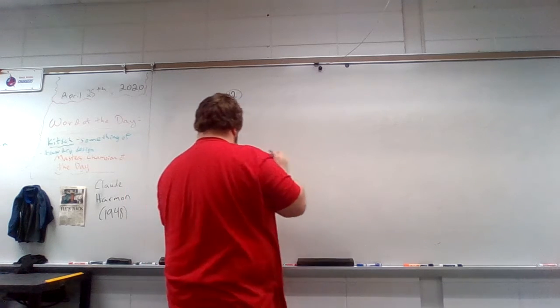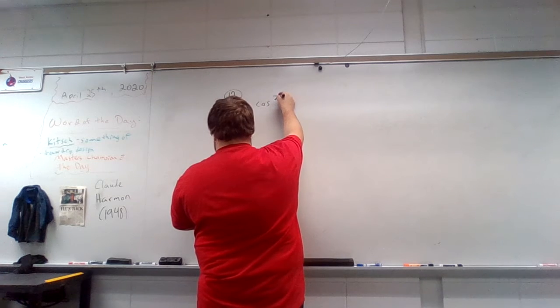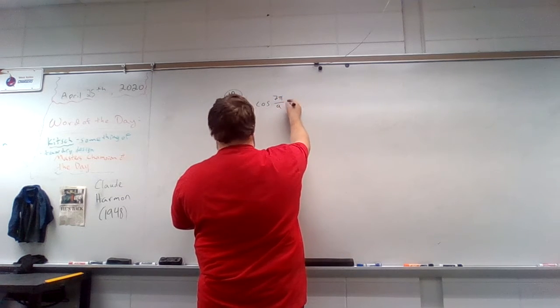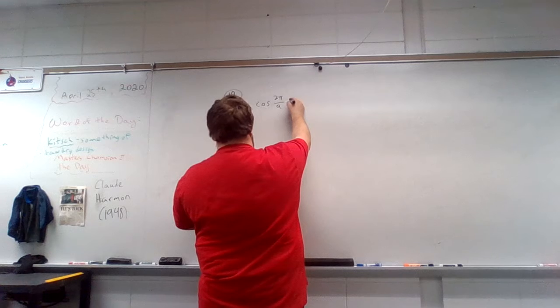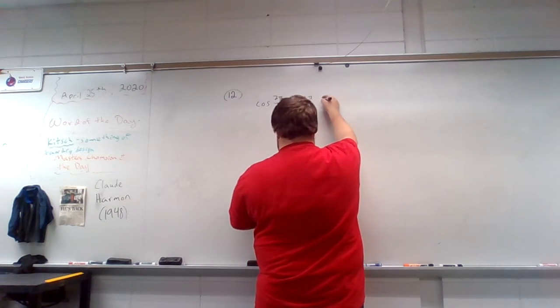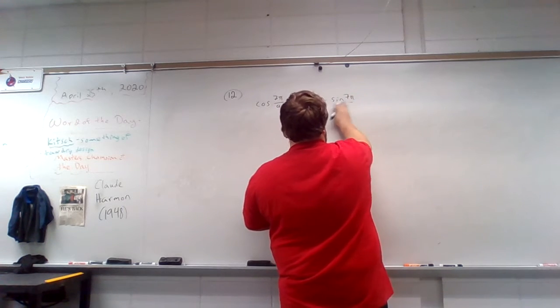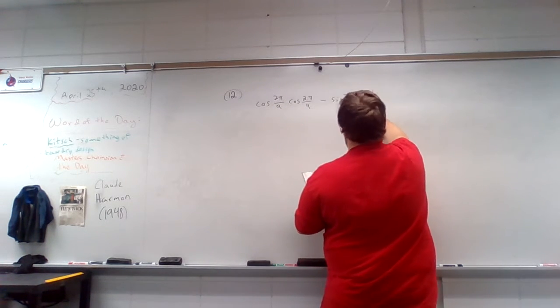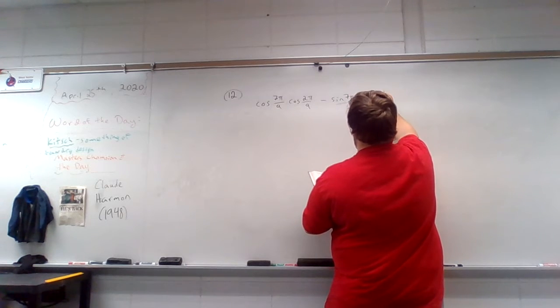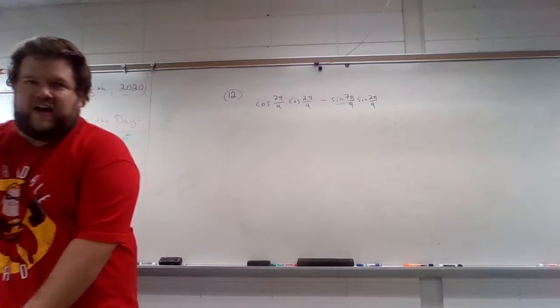Which I don't mind doing again. I like these problems. So this one says find the exact value: cosine 7 pi over 9, cosine 2 pi over 9, minus sine of 7 pi over 9, sine of 2 pi over 9. Okay, so kind of a cool problem. We can actually figure out the exact value.